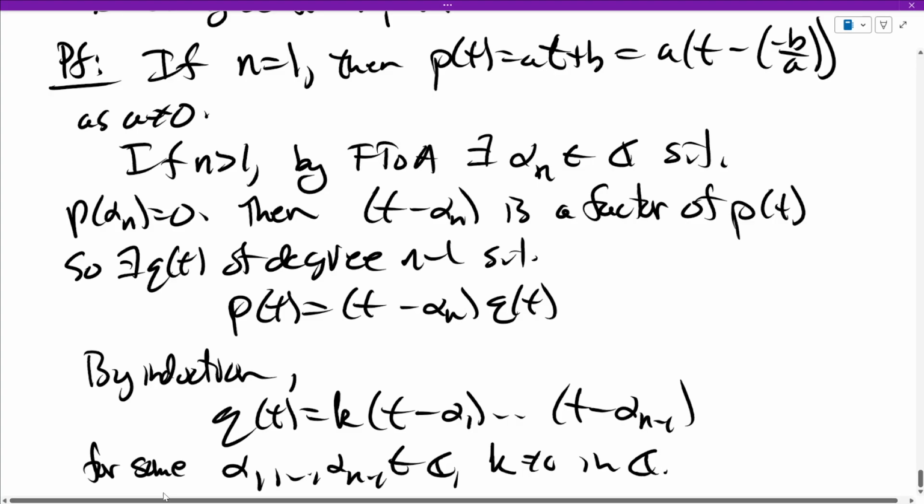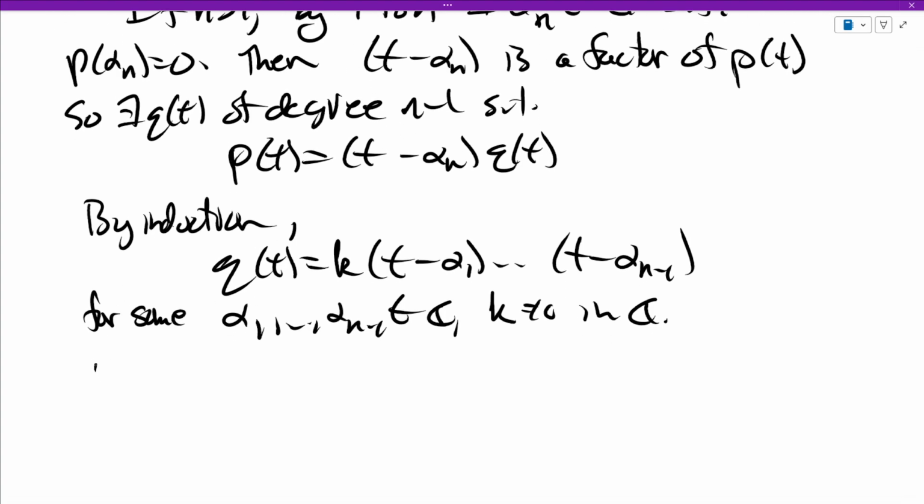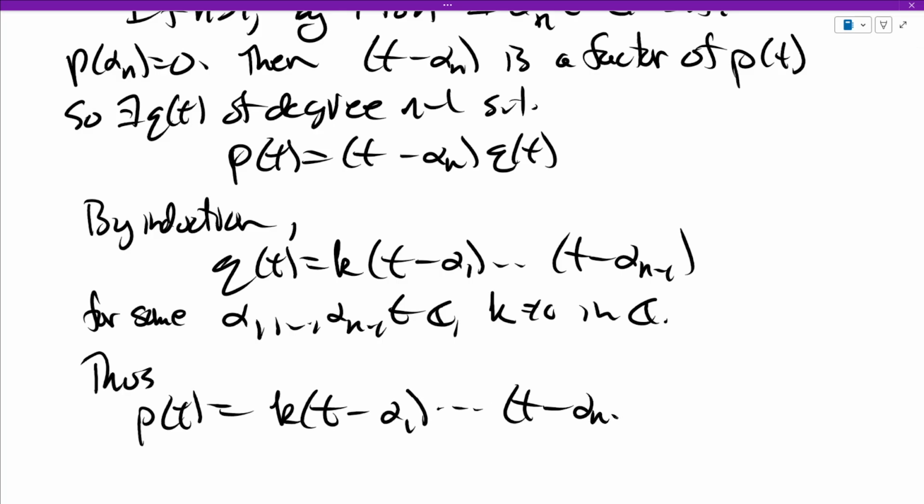The k is, of course, just the leading coefficient of Q, and since the leading coefficient of T minus alpha n is 1, that will also be the leading coefficient of P. Thus, P of T admits a complete factoring as k times Q times T minus alpha n. So here's our Q part, and then here's our T minus alpha n part. That's it. And this is another way of stating the fundamental theorem of algebra.